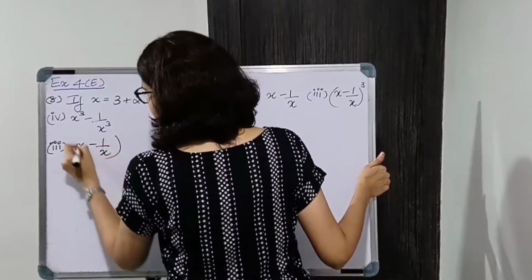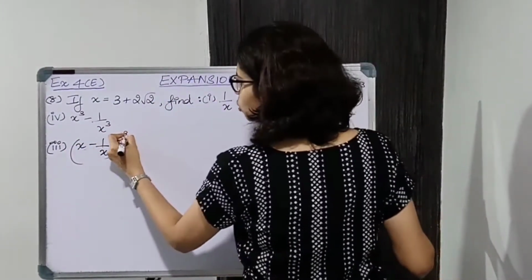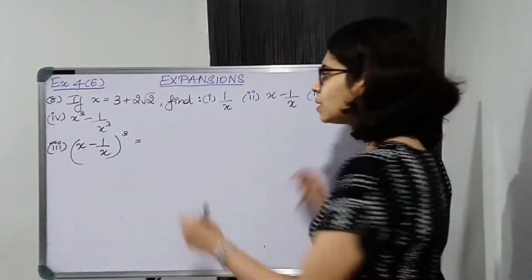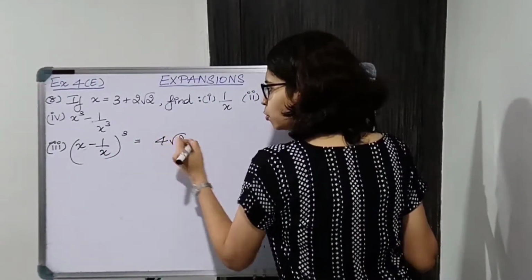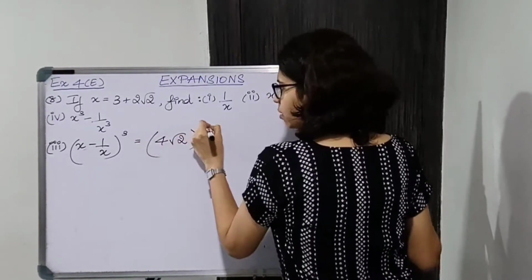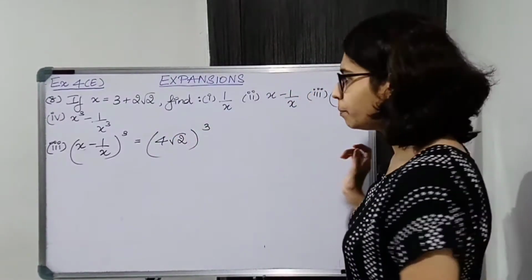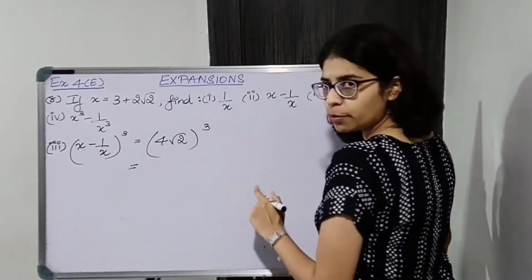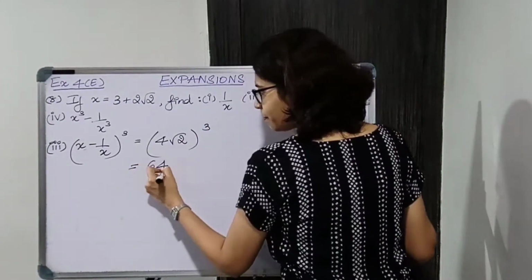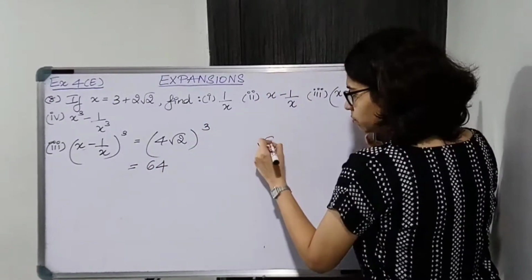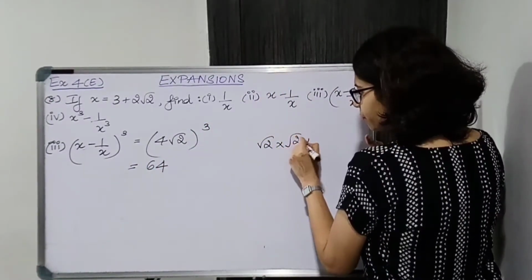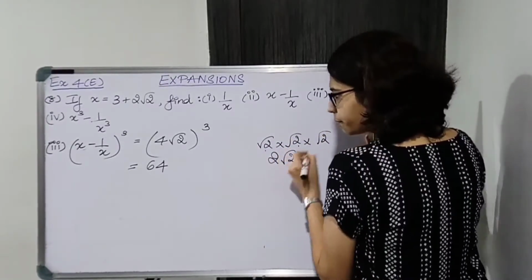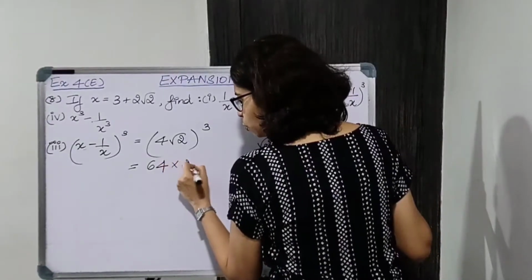In the third part we have x minus 1 upon x the whole cube. We know the value of x minus 1 upon x. It is 4 root 2 the whole cube. So 4 का cube will give 64. Root 2 का cube will give 2 root 2. Root 2 into root 2 is 2, into root 2. So 64 into 2 root 2.